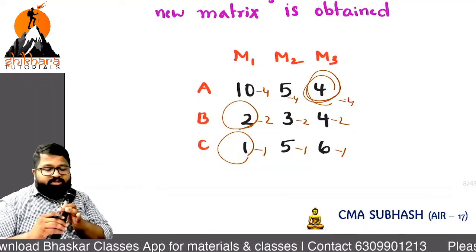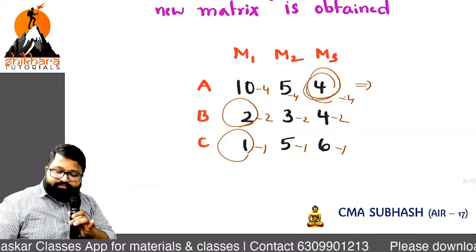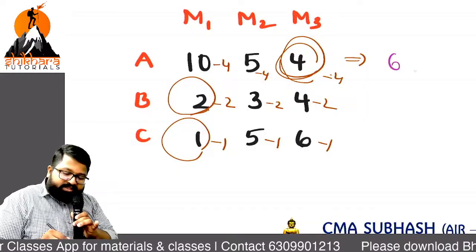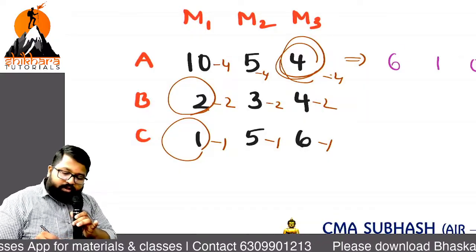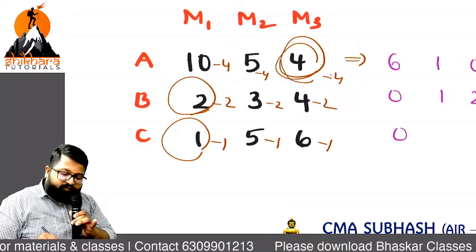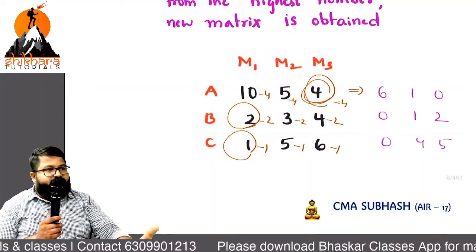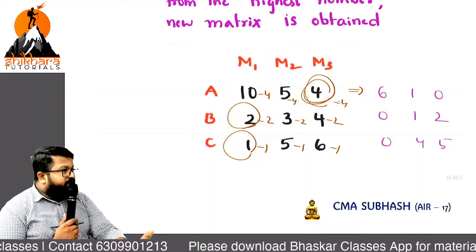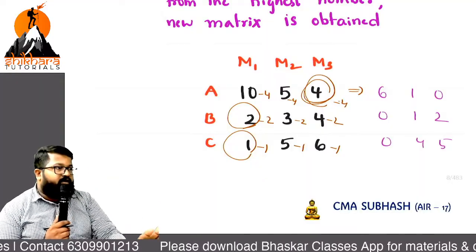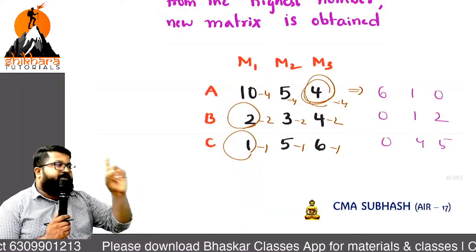Once you have deducted, this matrix will convert to what? Can you tell those numbers? 6, 1, 0, 0, 1, 2, 0, 4, 5. This is the resultant matrix. Every time, the resultant matrix is important. For the next step, the resultant matrix will be the first step.